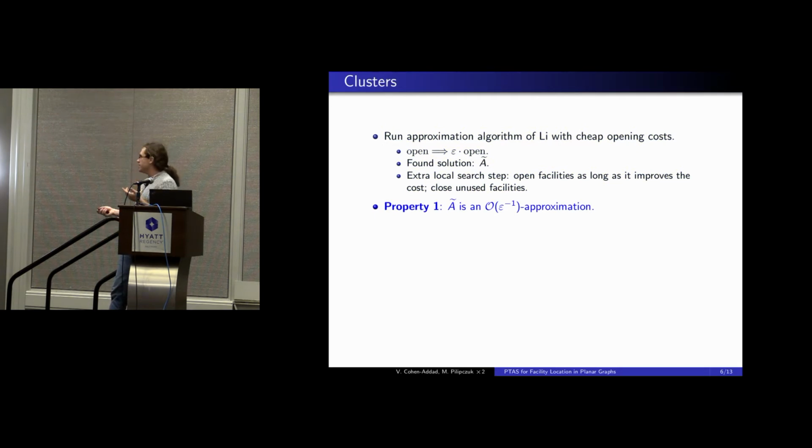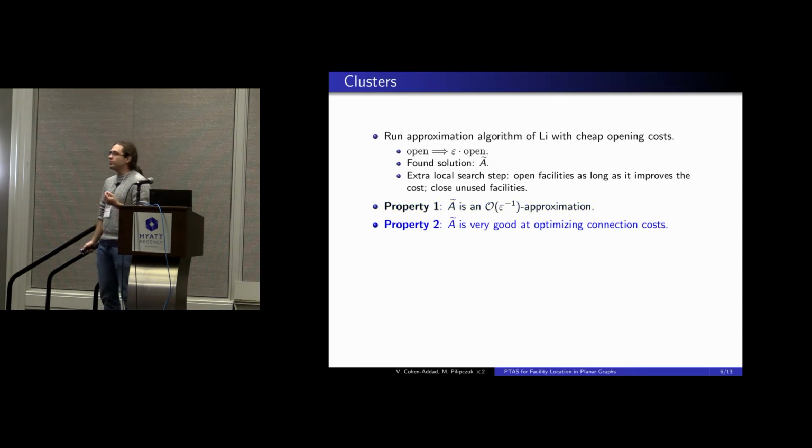And first, because we scaled down the opening cost by epsilon, let's go to the original instance and look at how good this solution is there. Because we did a constant approximation on the scaled opening cost, this is actually a 1 over epsilon approximation to the original instance. And the second thing I advertised earlier is that this approximate solution, because it opens facilities very cheaply, is very good at optimizing connection cost.